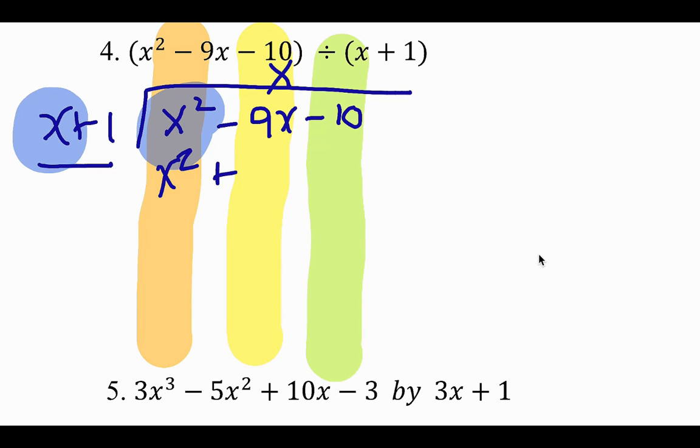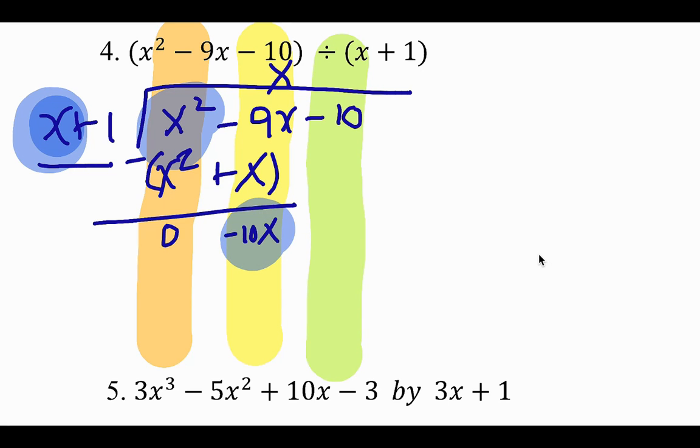X times x plus 1 is x squared plus x. In division, we subtract. So x squared minus x squared is 0. That's nothing there. And negative 9x minus x is going to give me negative 10x. So now you want to ask yourself, how many times does x go into negative 10x? And the answer to that is negative 10 times.